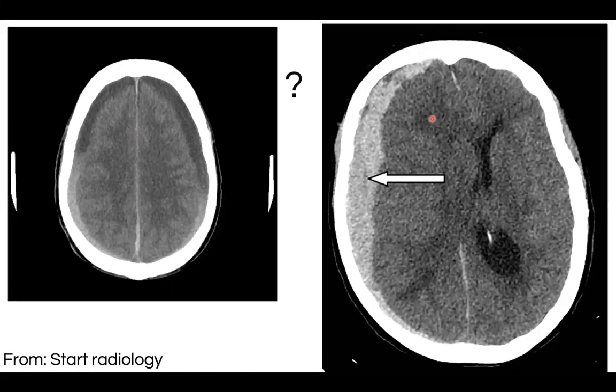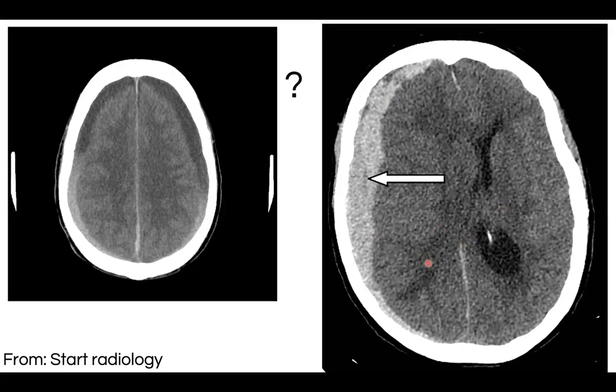So if we move to the image on the right now, what is this showing? Good, Rahul. Convex hyperdense lesion with midline shift and mass effect. Good. So this is also showing subdural hematoma, but it's an acute subdural hematoma because of the white color of the blood. There is midline shift and mass effect.